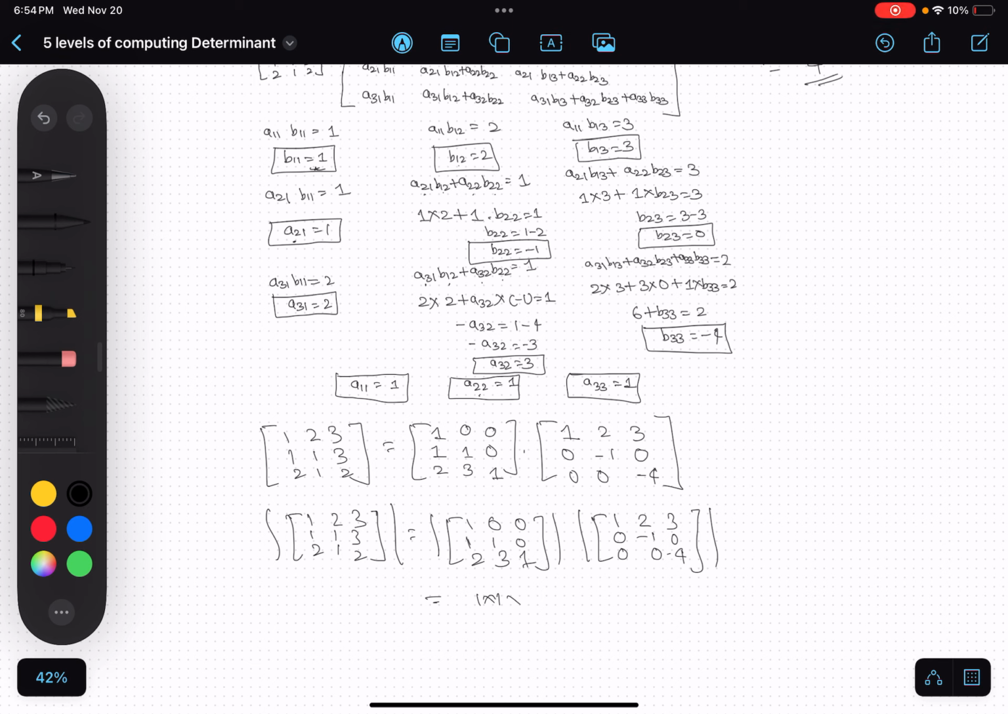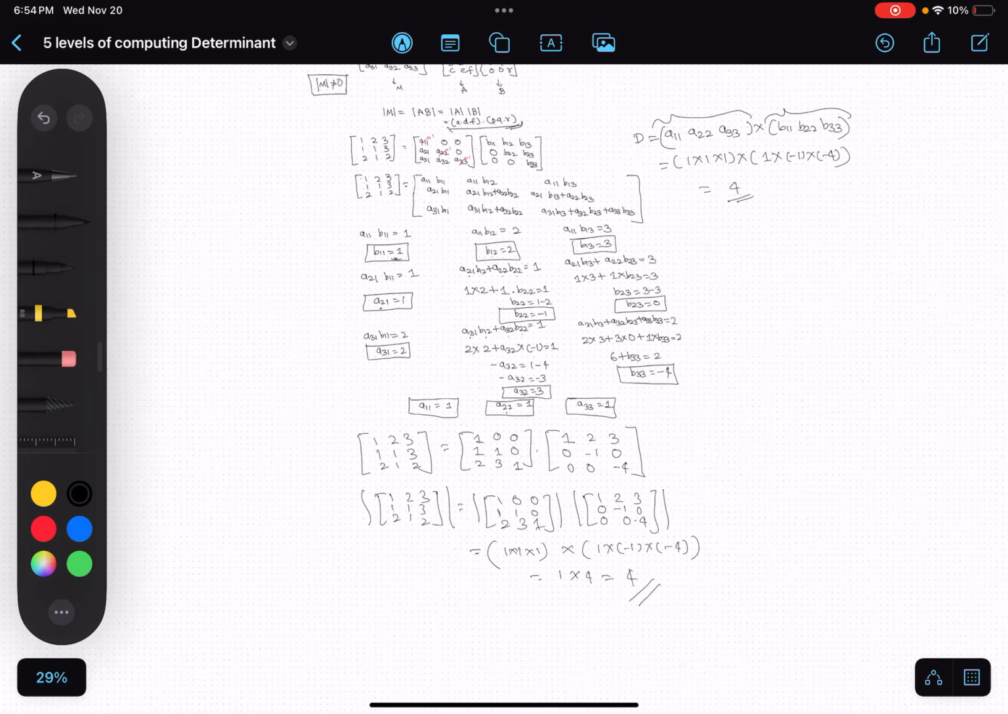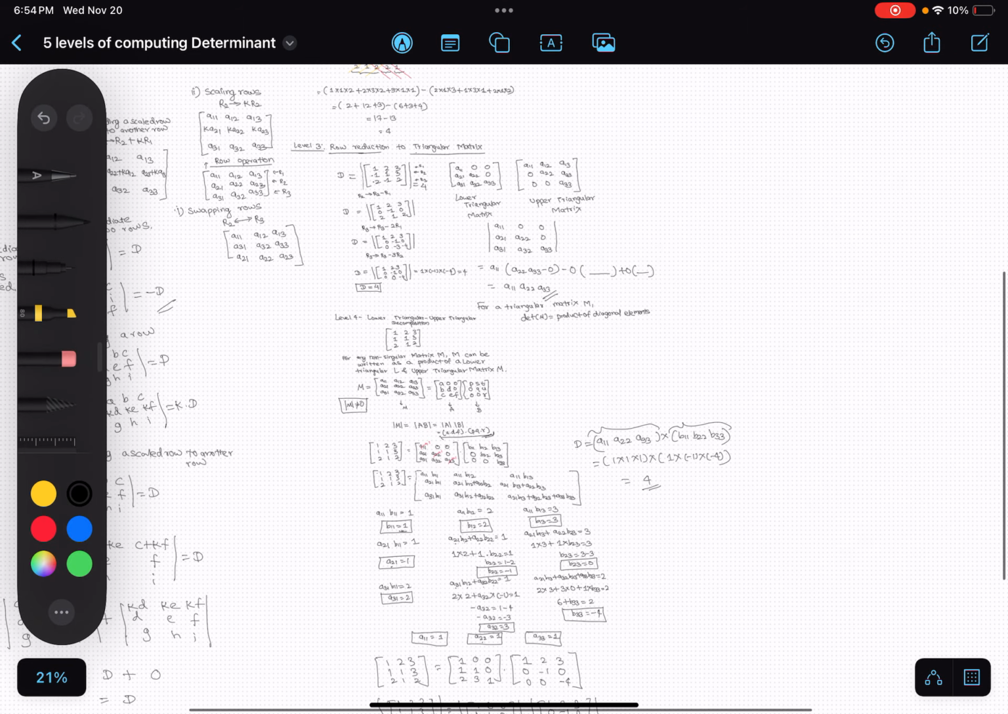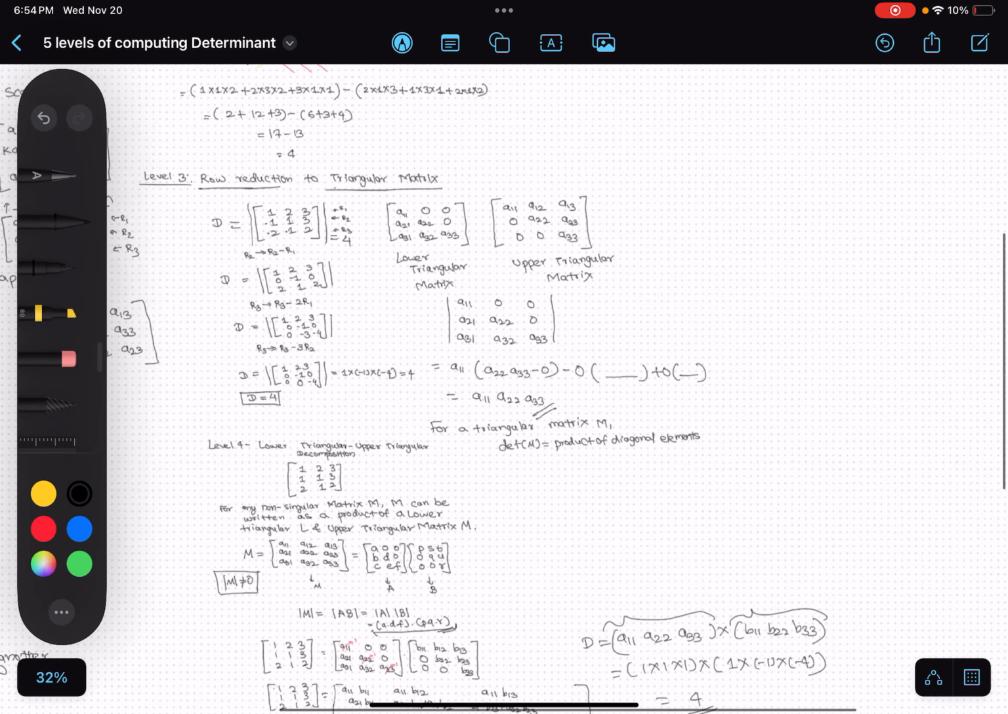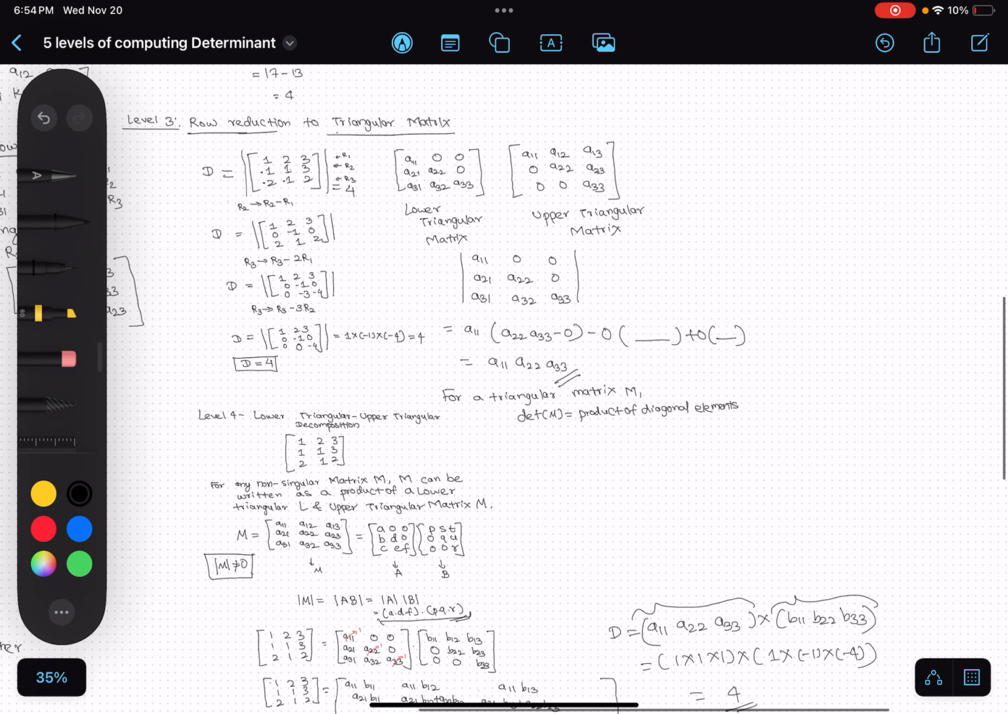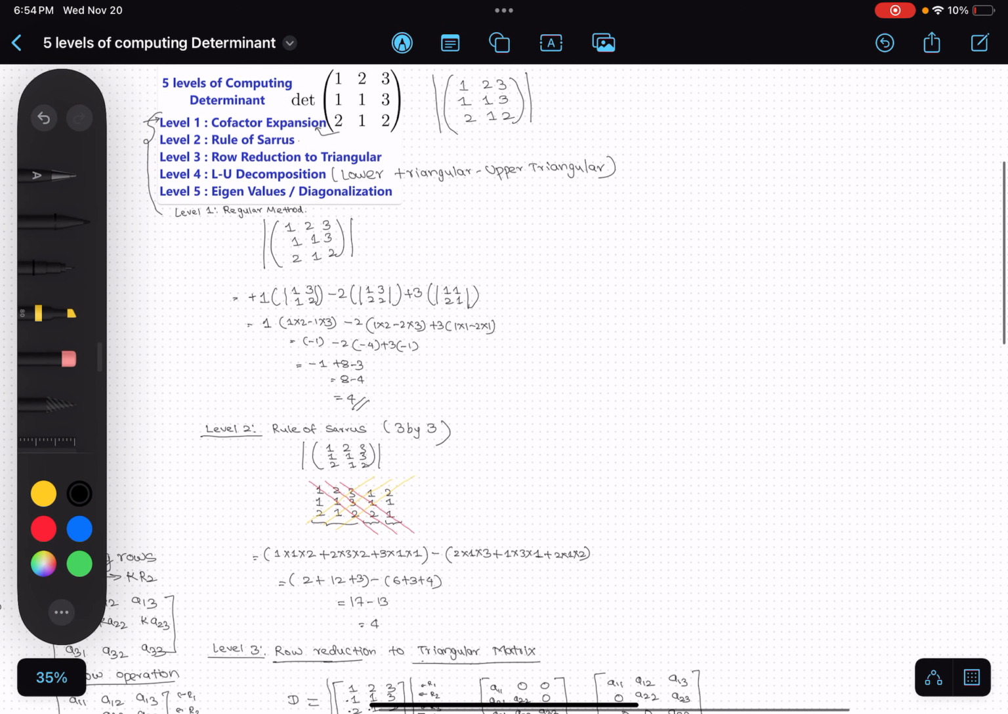So 1 into 1 into 1 times 1 into negative 1 into negative 4. So this is 1 times 4, that's just 4, and that's what we have always been getting, right? 4 in the average step, but here also we got 4. This is our level 4. Yeah, we always got 4.